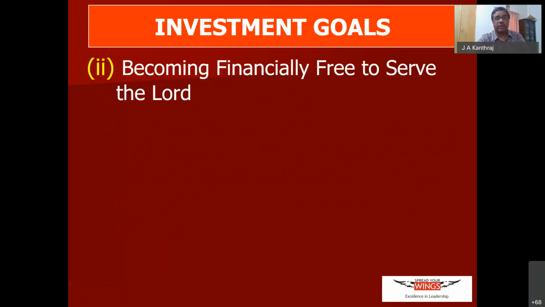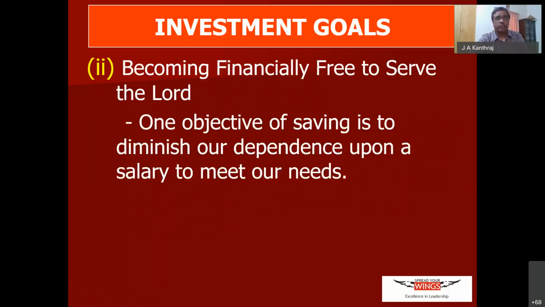Becoming financially free to serve the Lord. One objective of saving is to diminish our dependence upon the salary to meet our demands. So one reason why you need to be financially free is that once you are free from all the clutches of the demands of the family, demands of your life, then you'll be so free that you can return back to God what God had given to you through your service.